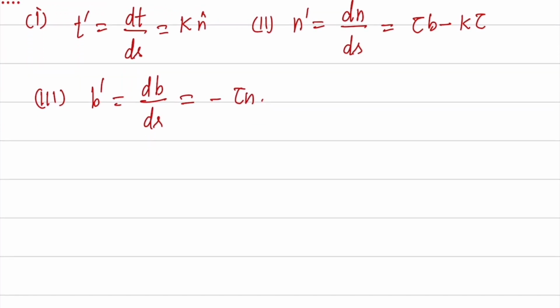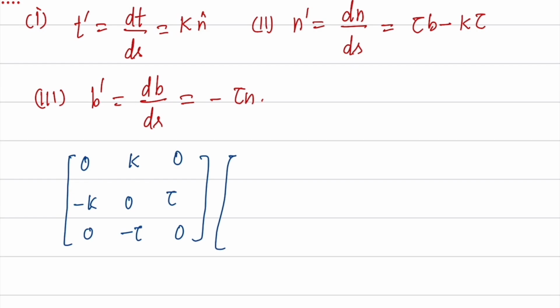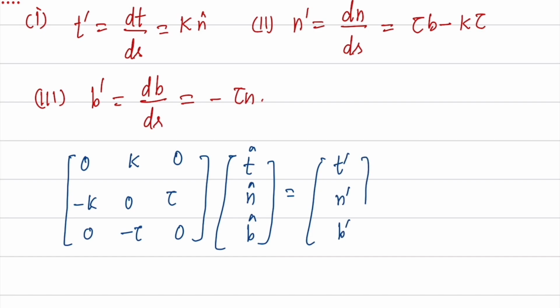Now here we mention one easy way to remember all these three. We just have to construct one determinant with the first row as 0, curvature, 0, then minus curvature, 0, tau, then 0, minus tau, 0. Now multiply with t, n and b, which are the unit tangent vector, normal vector, and the binormal vector, and equate them with their derivatives t dash, n dash, and b dash. Now multiplying this matrix on the left hand side, this equation gives all the three Serret-Frenet formulae.